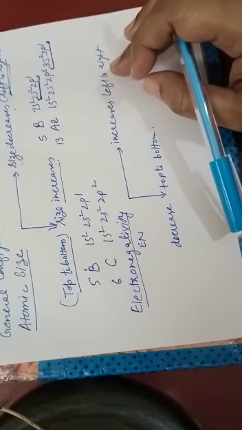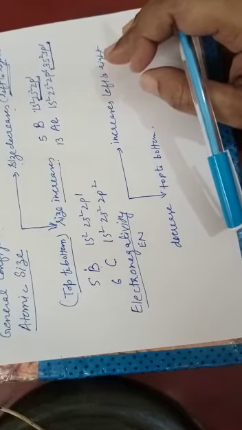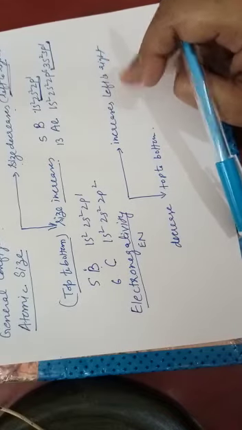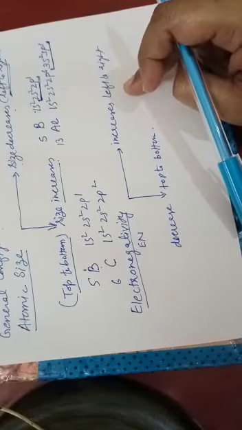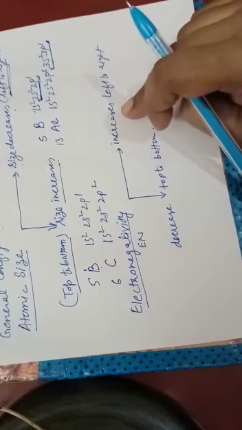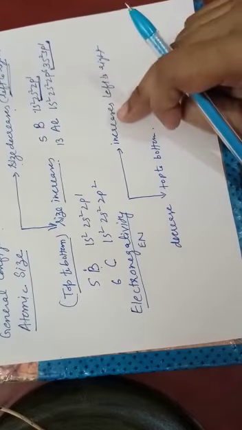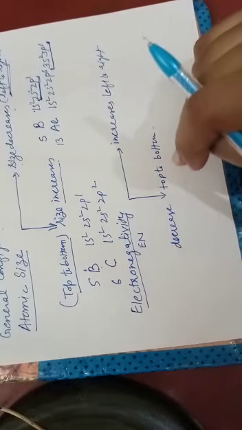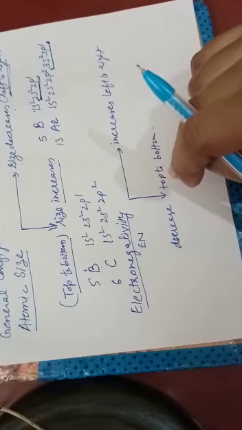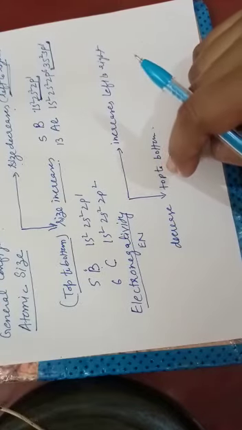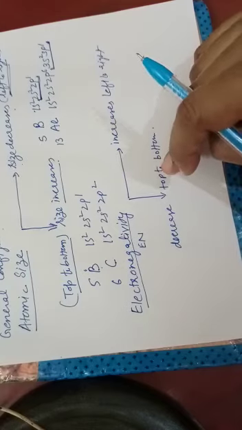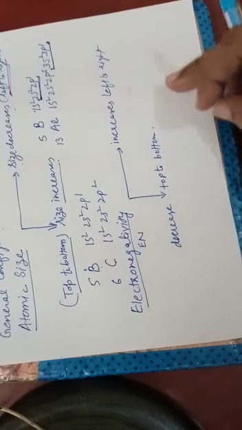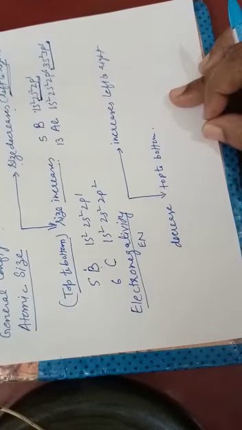But when we move top to bottom, electronegativity decreases because of the increase in number of shells. Effective nuclear charge is not so predominant. Here electronegativity increases due to the increase of effective nuclear charge. Here electronegativity decreases due to the decrease in effective nuclear charge because of the increase in number of shells. That's why it decreases top to bottom and increases left to right.